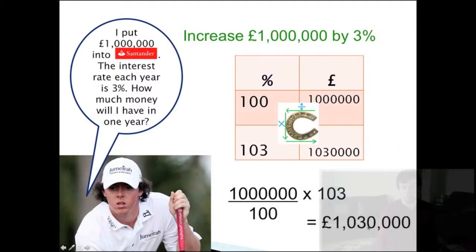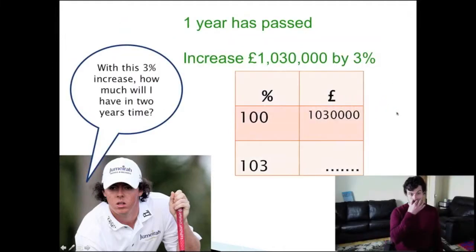And that gives us £1,030,000. So Rory McGrath has put £1 million in the bank, but in a year's time he's increased by £30,000. With this 3% increase, how much will I have in 2 years' time?